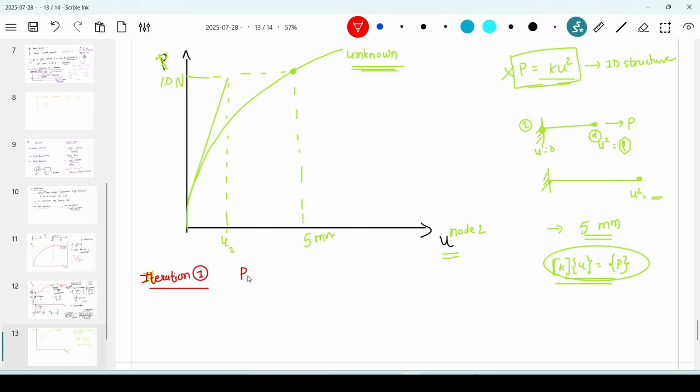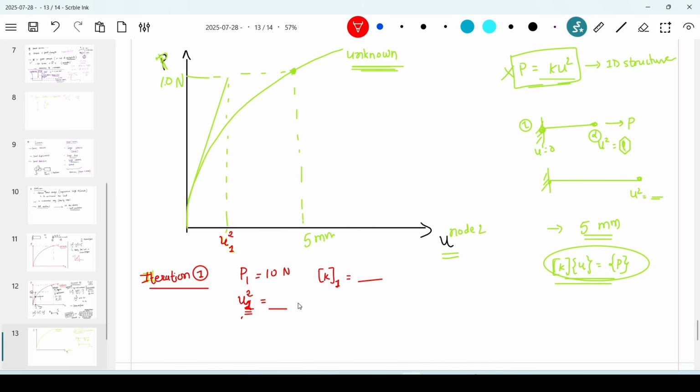For iteration 1, let's take full load, I am applying P1 is equal to 10 Newton. I have K for iteration 1, which is known. Then I can find u1 at node 2. The subscript is for iteration. So u at iteration 1 for node 2, let's take some value. I got this value.